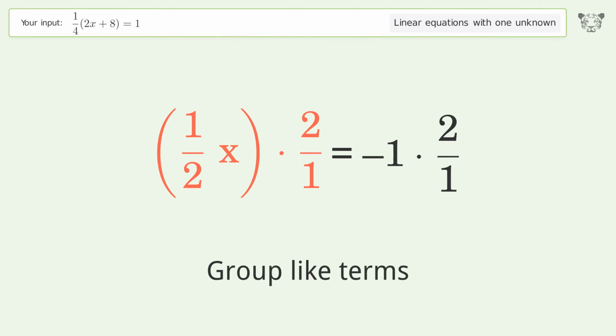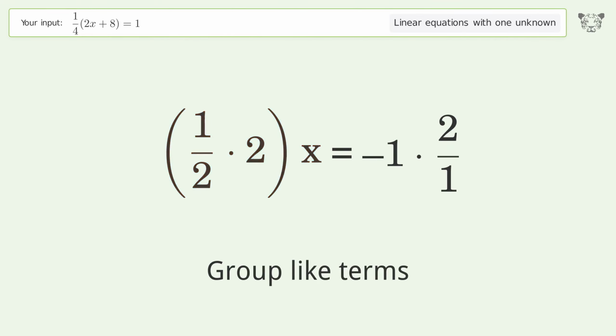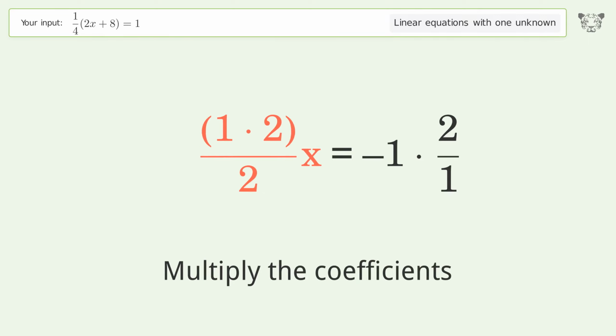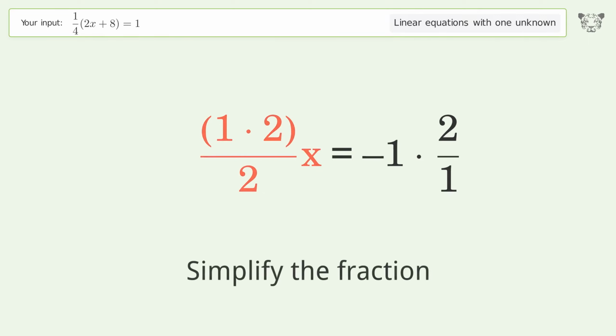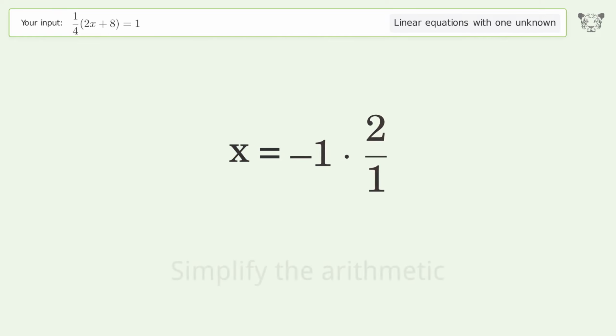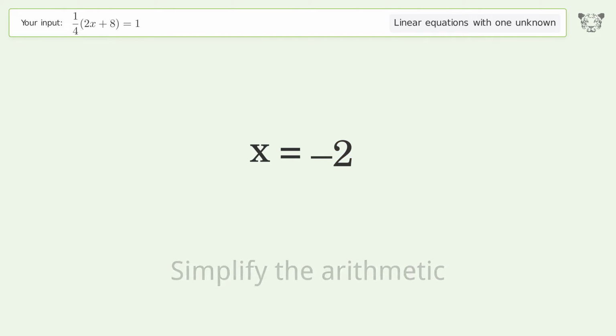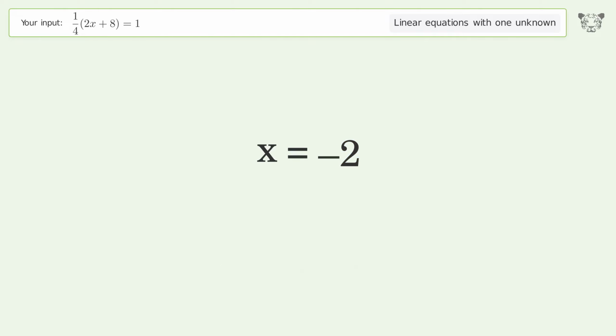Group like terms. Multiply the coefficients. Simplify the fraction. Simplify the arithmetic. And so the final result is x equals -2.